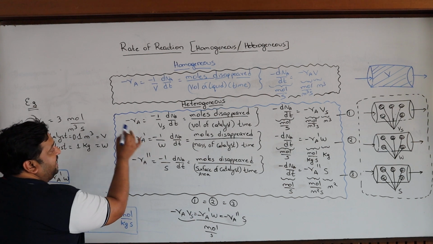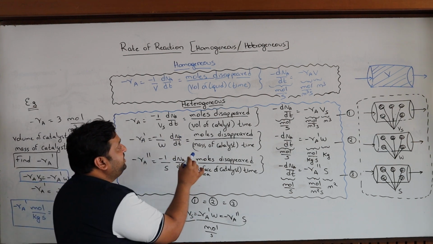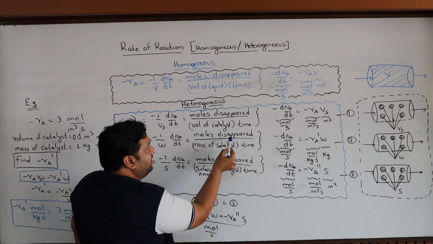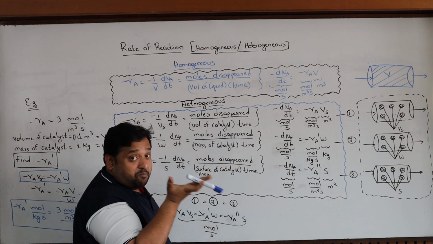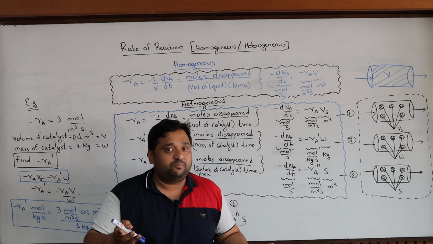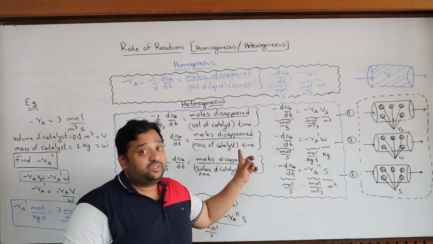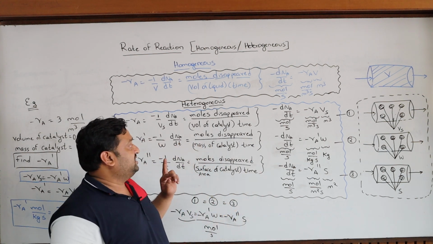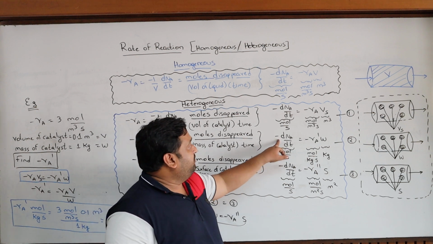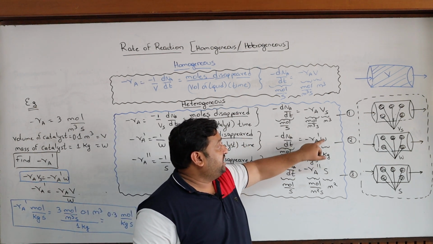When you talk about Ra dash, minus 1 by W into dNA by dt, that means moles of A disappeared with respect to the mass of the catalyst every second. That means how many moles of A disappeared per every kg of the catalyst in every second. That is the definition of the rate Ra dash. What is my dNA by dt? If I rearrange this equation, it is minus Ra dash into W.